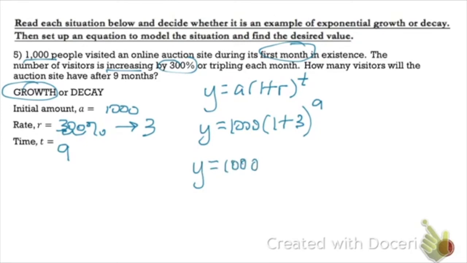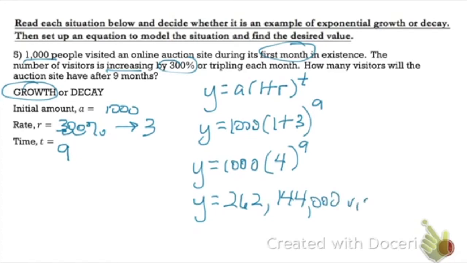Now do what's in your parentheses first. Then take that 4 and raise it to the 9th power. After that, multiply by 1,000, and you've got lots of people visiting that site. So 262,144,000 visitors.